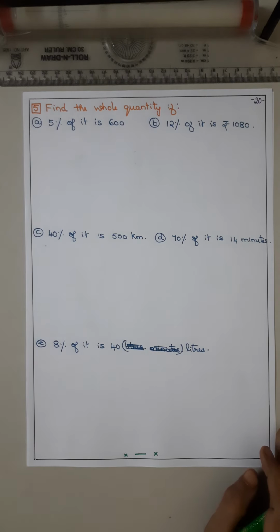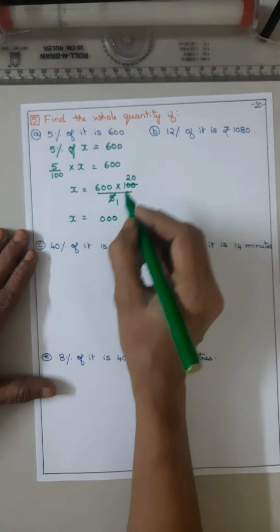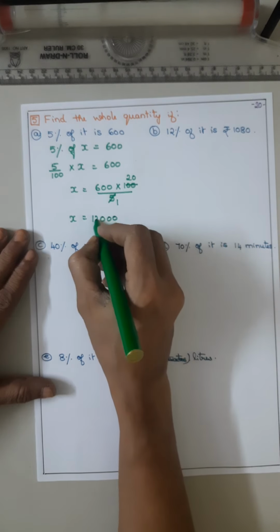अभी x को find out करने के लिए क्या करने का? x को लेफ्ट में रखो, 600 राइट हैंड साइड में है, 100 को न्यूमरेटर में लेकर जाओ और न्यूमरेटर का 5 को डिनोमिनेटर में लेकर आओ. Now 5 1s are 5, 20s are 100. Now x is equal to 1, 2, 3. 6 2s are 12. So you got 12,000.